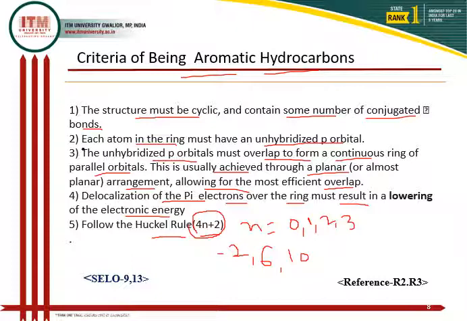If it comes 1, 3, 4, 5, are they aromatic hydrocarbons? No, we can't say that they are aromatic hydrocarbons. So these are the criteria of being an aromatic hydrocarbon.